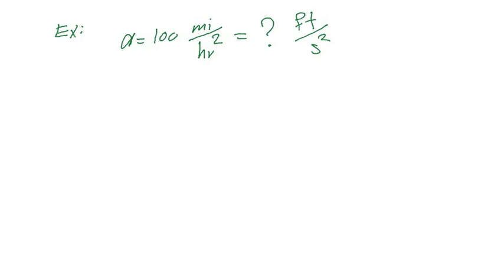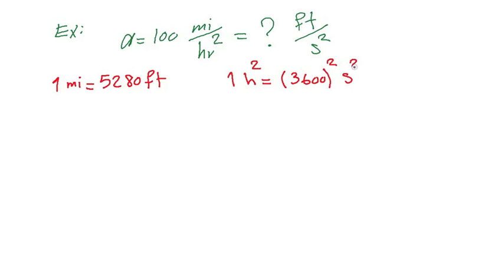Okay, we know that 1 mile is equal to 5,280 feet, and also 1 hour squared is equal to 3,600 to the power of 2 seconds squared. This number is coming from 60 minutes multiplied by 60 seconds. Okay.